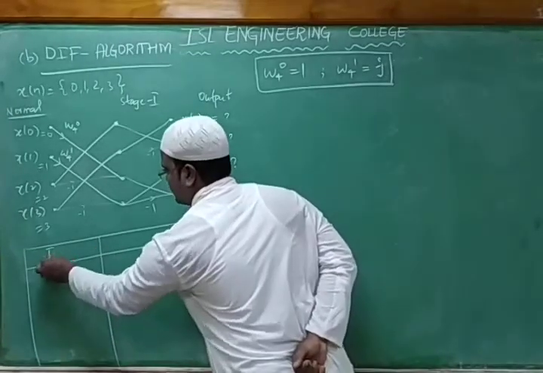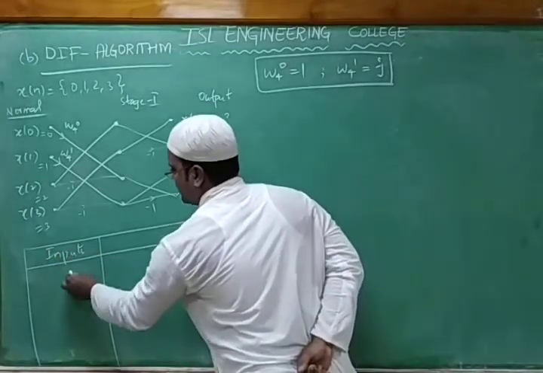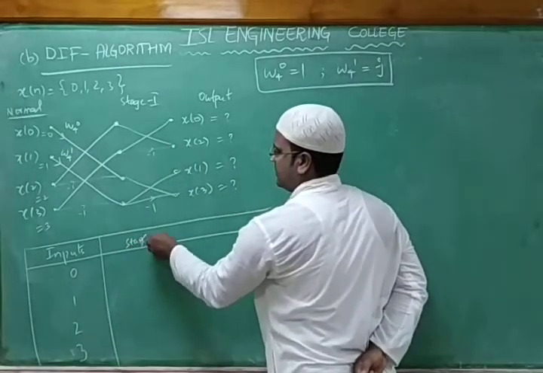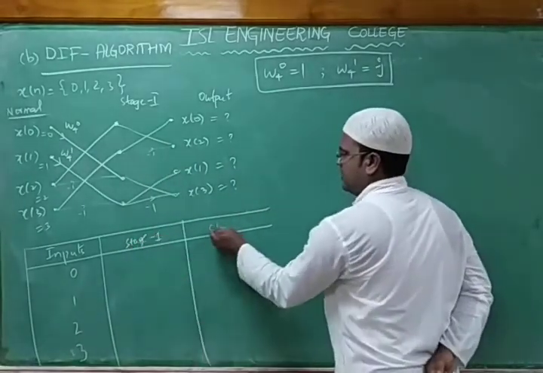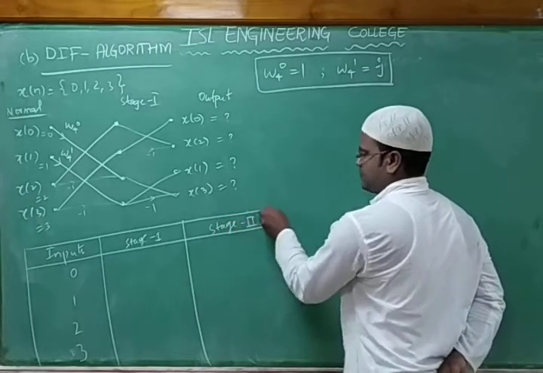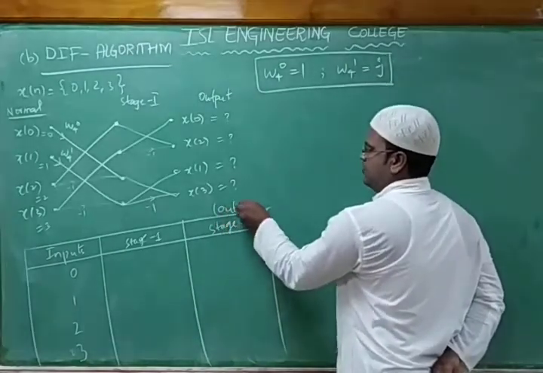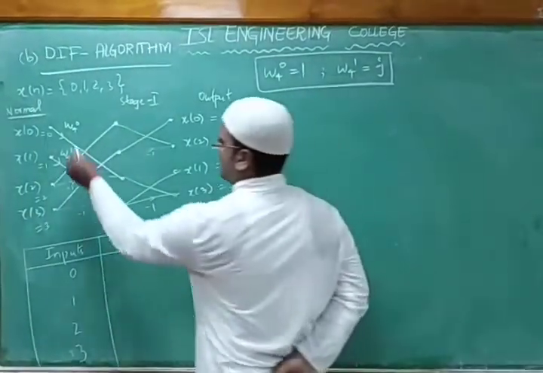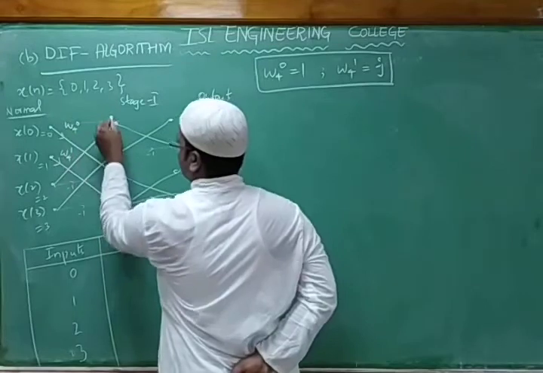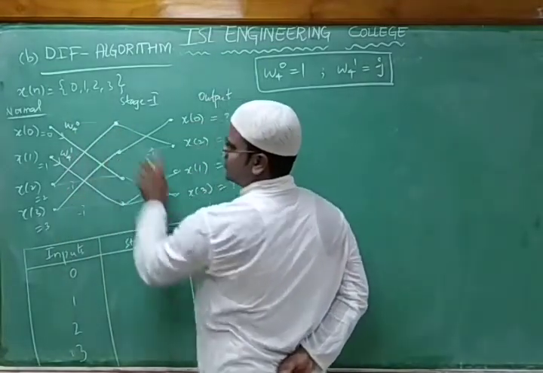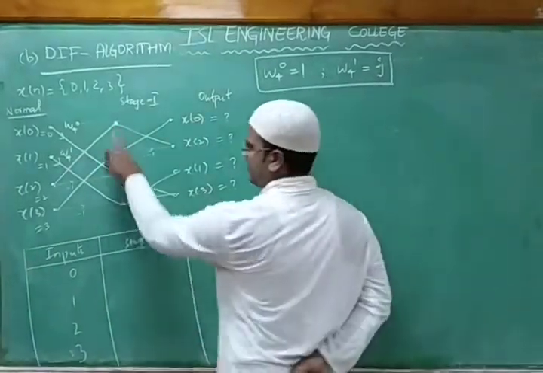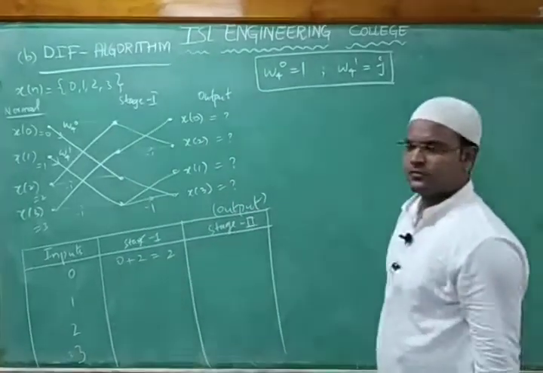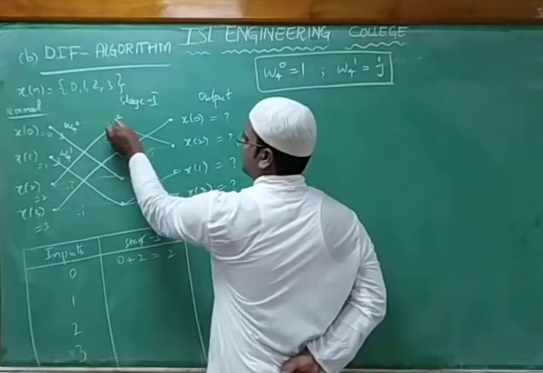First we'll write inputs. Inputs are 0, 1, 2, 3. Then we'll write stage 1 values, then we'll go for stage 2, which is nothing but the output stage. So tell me what is the first value we had. It's coming from here, it is 0. So here 0 plus 2. I can write the value for it, 0 plus 2, that is nothing but 2. I got the first answer for it, it is nothing but 2.